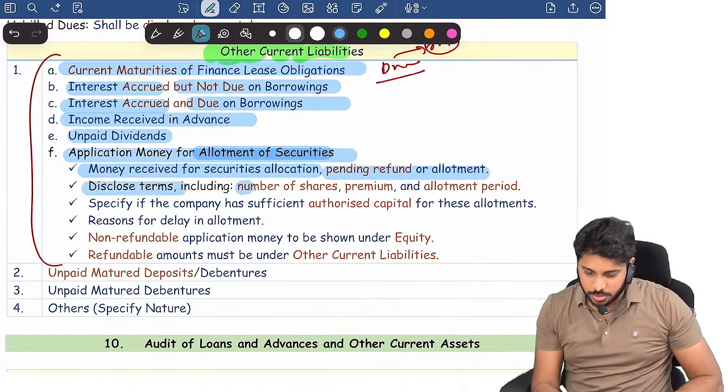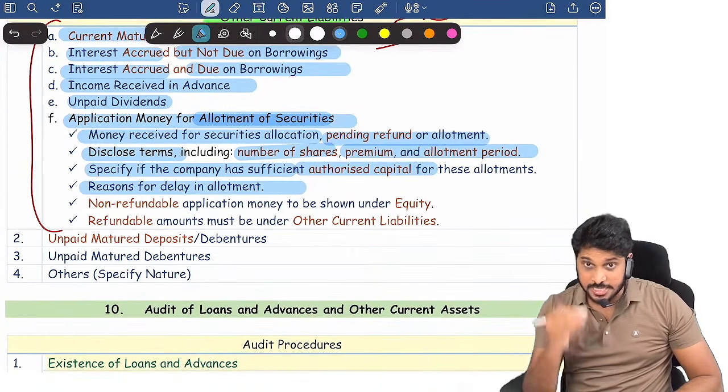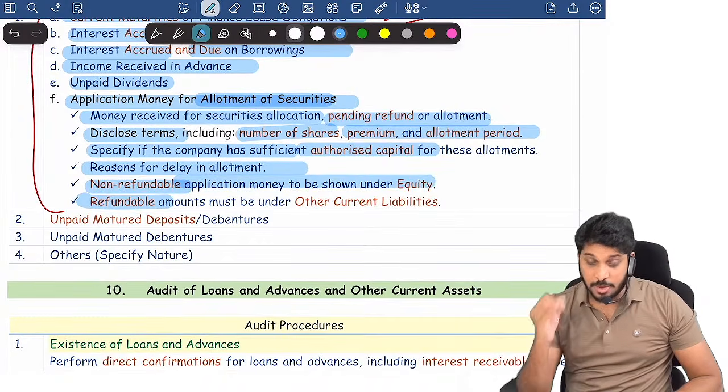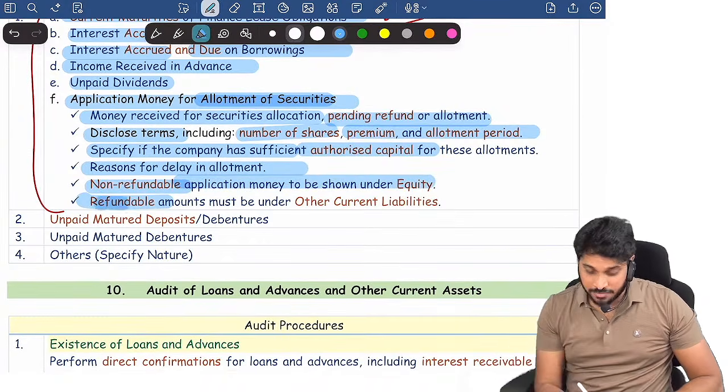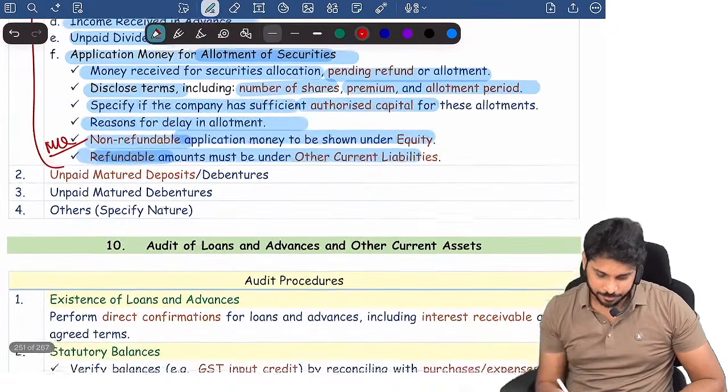Disclose terms including number of shares, premium, all that. Specify if the company has sufficient authorized capital, reasons why there is a delay in allotment, non-refundable and refundable how much. Non-refundable application money show under equity, refundable application money show under other current liabilities. Very important for MCQ, guys.